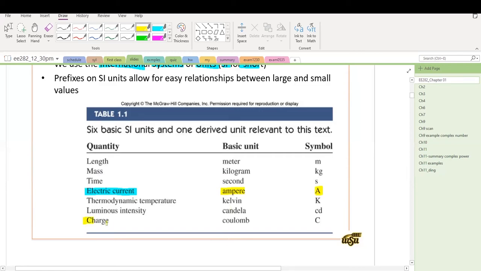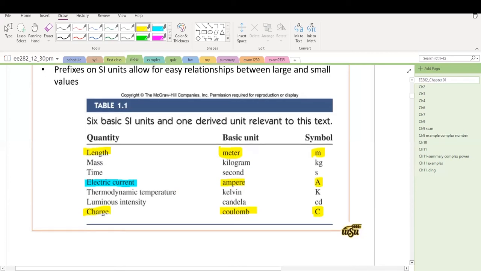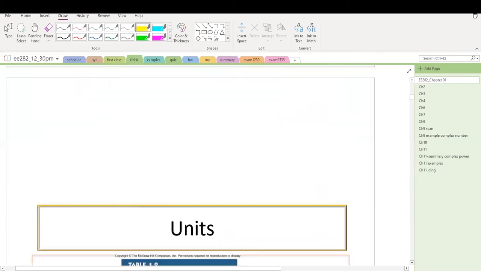The next one is electric charge. The unit is coulomb. The symbol is C. Of course, we use length. The unit of length is meter. The symbol is m. Next, let's review the prefixes.